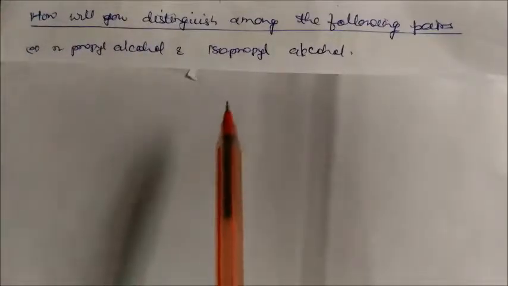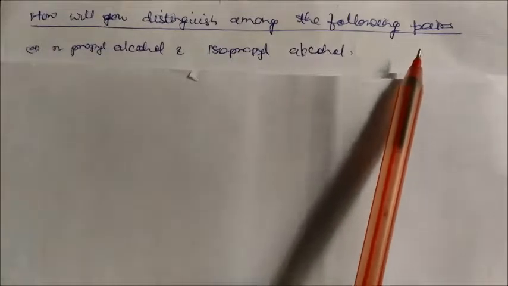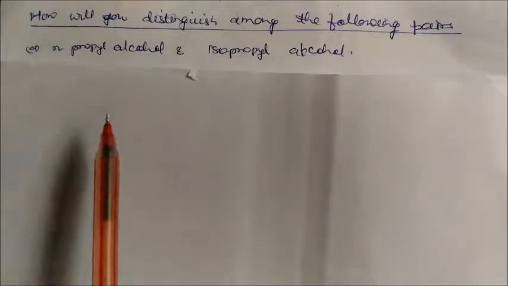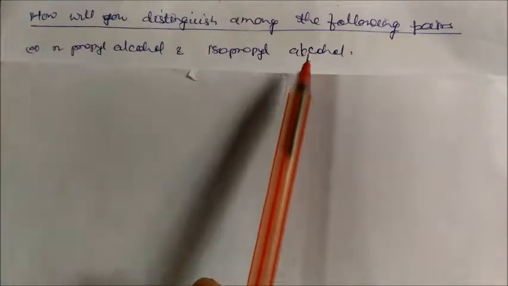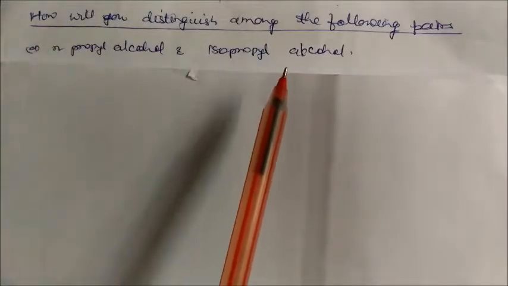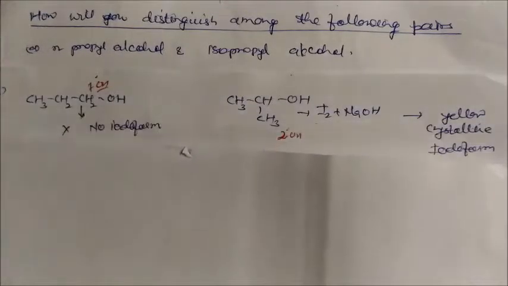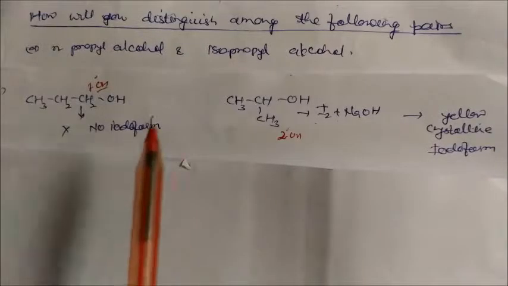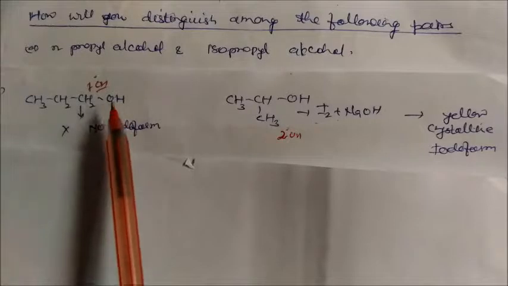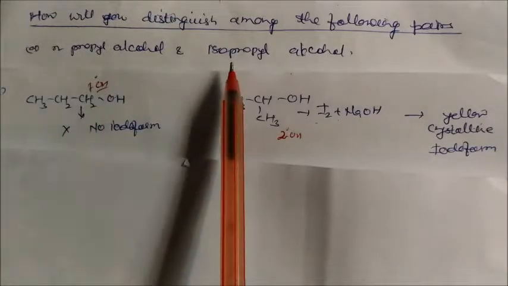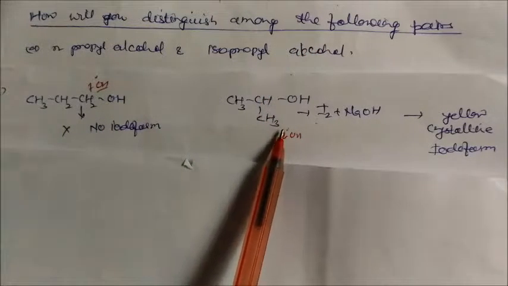How will you distinguish among the following pairs? So this is a pair: n-propyl alcohol and isopropyl alcohol. These are the two different alcohols. So what are the methods to identify? In this, we can see this is your n-propyl alcohol, and this n-propyl alcohol is a primary alcohol, while the isopropyl alcohol is the secondary alcohol.